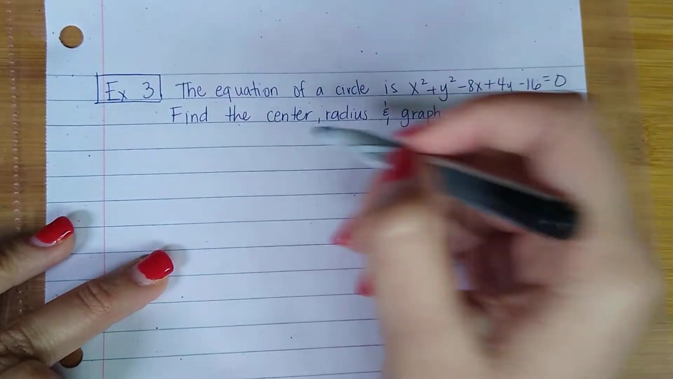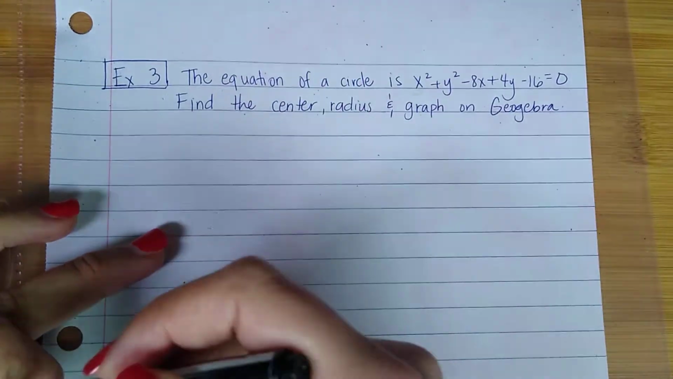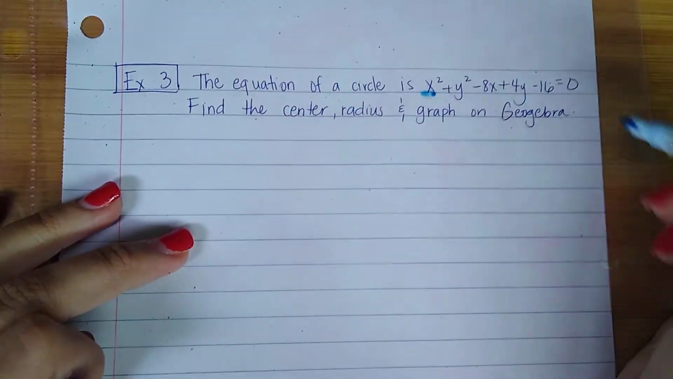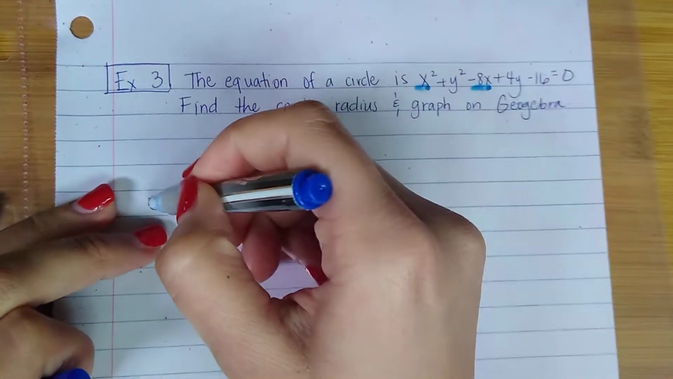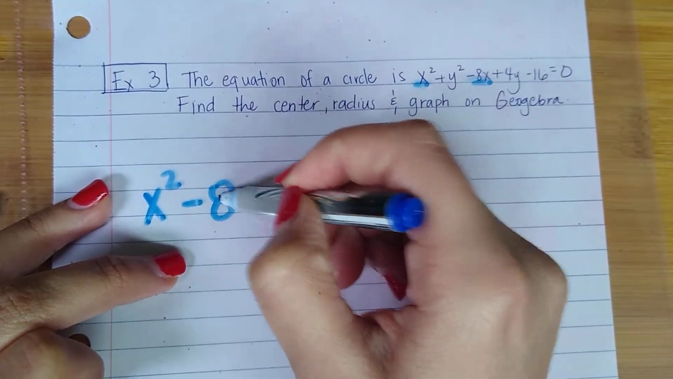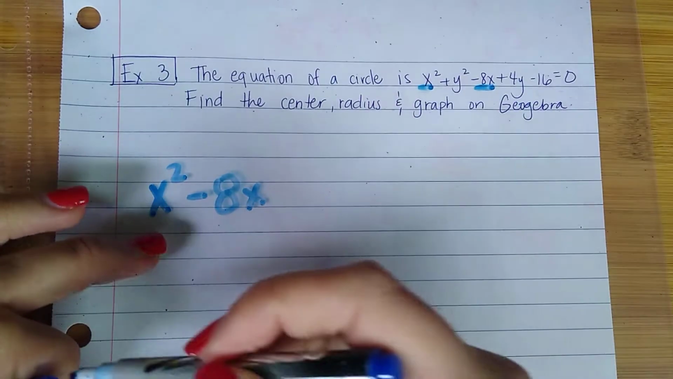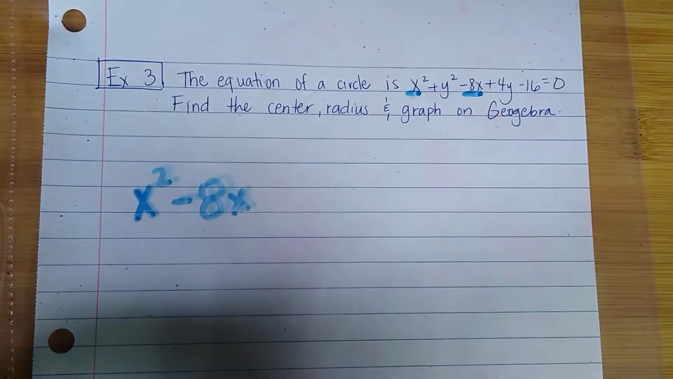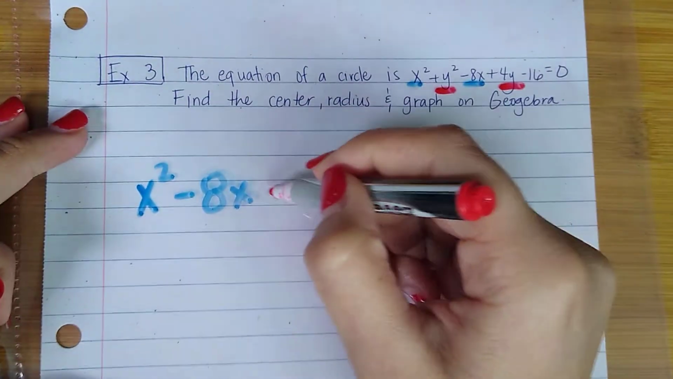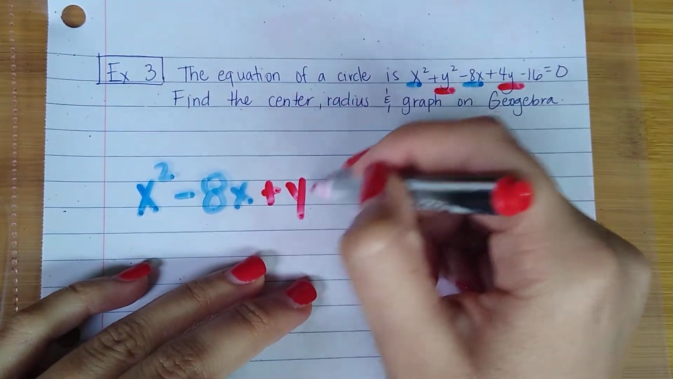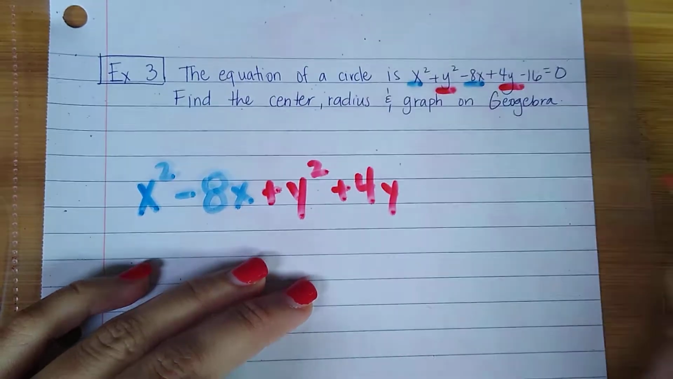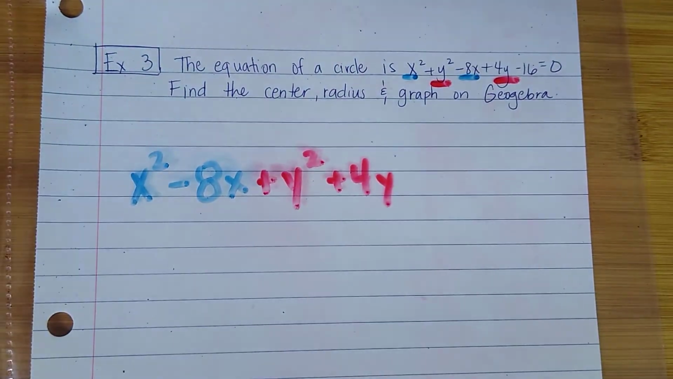So we have x squared and an 8x. So we're going to write x squared minus 8x. Now I'm going to do the y's with a red so you can see the difference. Plus y squared plus 4y, minus 16.